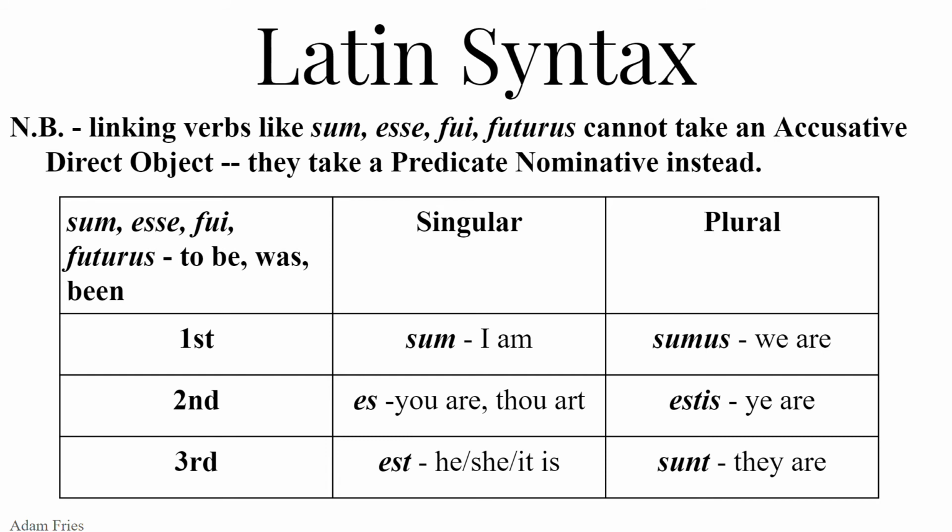So agricola est poeta. The farmer is a poet. Poeta is a predicate nominative. It's not poetam, an accusative direct object. Do not use an accusative direct object with sum. Do not use an accusative direct object with a linking verb.